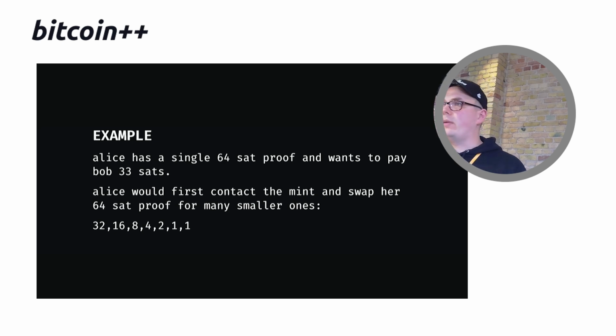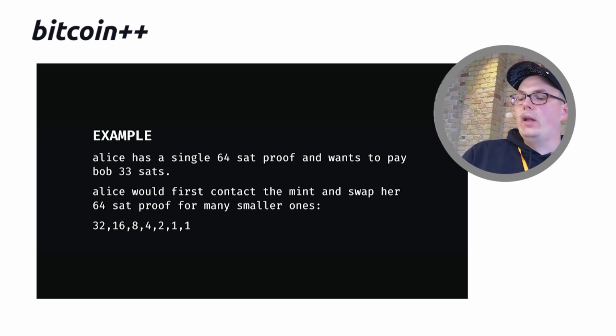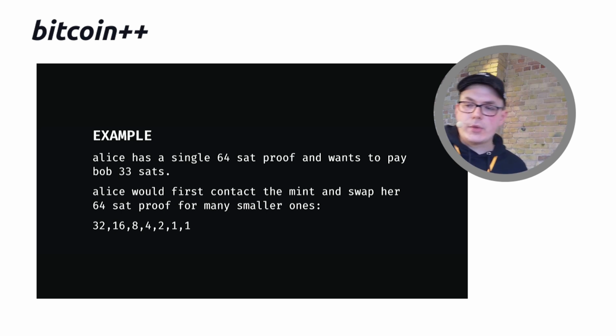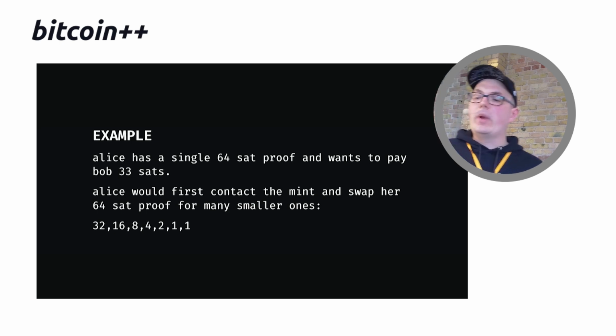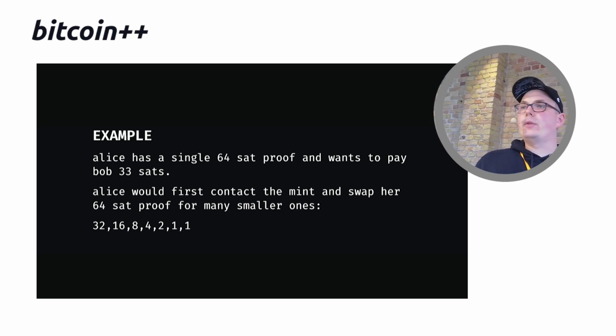So basically you can think of it like dollar bills, right? Or like change. So now Alice can go ahead and encode a new token, not using her 64 sat proof, but instead using a 32 sat proof and a 1 sat proof, which adds up to 33 sats, which is exactly what Bob expects. So we cannot simply send everything. We might have to look at our wallet first and see which proofs we have that actually satisfy the requirement. If we don't have any that satisfy the requirement, we need to swap them first.